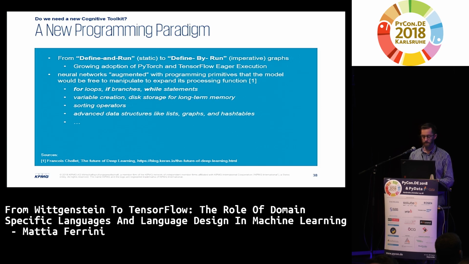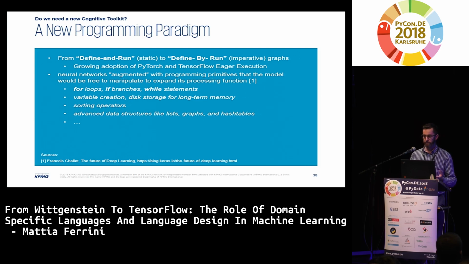So we see for loops, if branches, while statements coming in. We see the need for variable creation, disk storage for long-term memory. Now what we store as a long-term memory in a deep learning architecture is becoming increasingly complex.